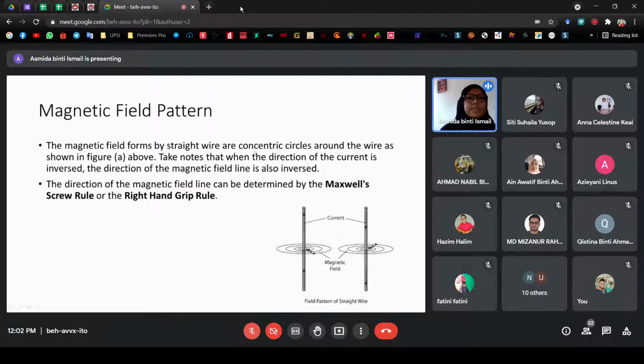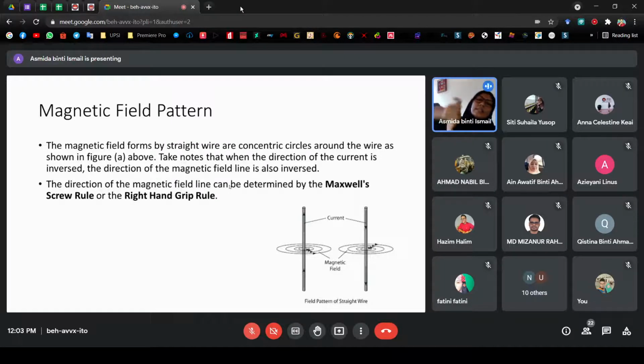The magnetic field formed by a straight wire is concentric circles around the wire as shown in the figure. Inilah, okay. Saya kata tadi kalau wire awak ni ataupun rod awak ada arus, okay, so akan ada magnetic field around this wire. Take note that when the direction of the current is inverse, the direction of the magnetic field is also inverse. Yalah. If your current direction is upwards, so your magnetic field is anti-clockwise. Okay, the direction of your magnetic field is anti-clockwise.